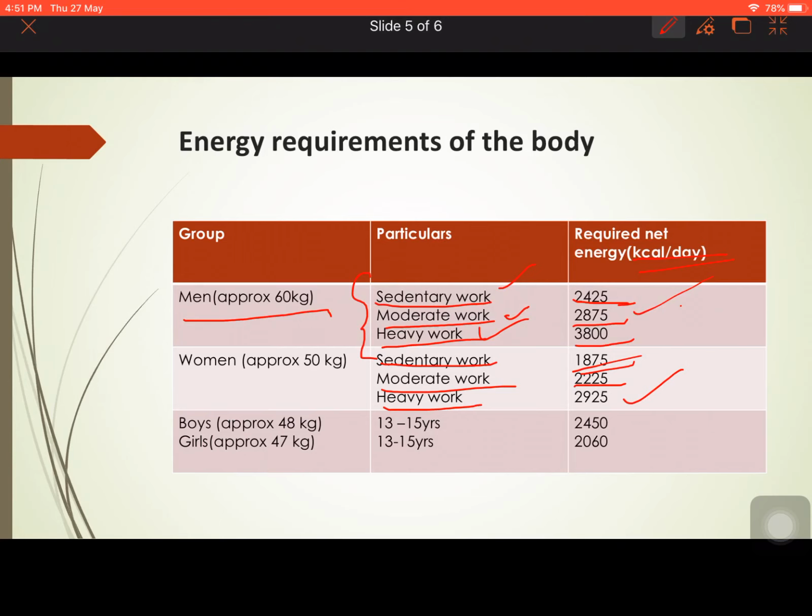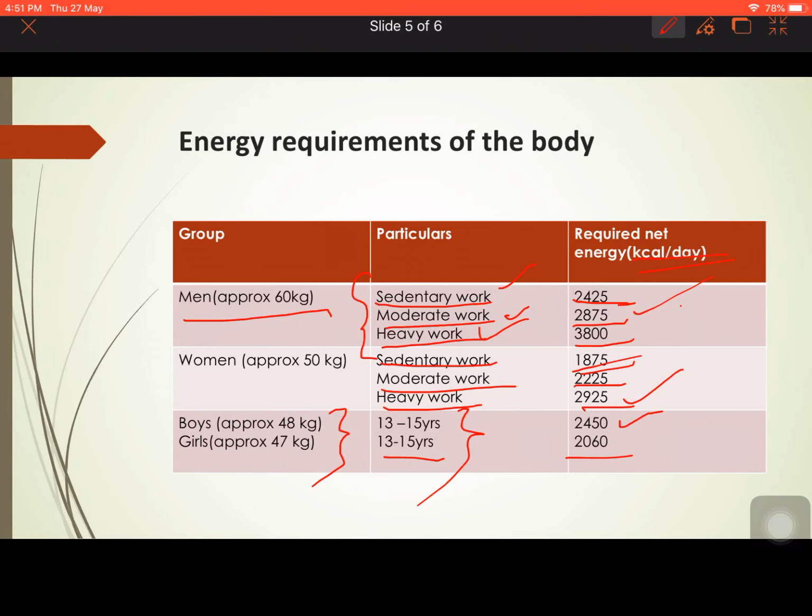Now, for boys and girls, as we can't divide their work on the basis of sedentary, moderate, and heavy work, we have just divided it according to their age. So, for the age group of 13 to 15 years, for boys the energy requirement is more, 2450 kilocalories, and for girls it is 2060 kilocalories. This is the approximate energy requirement for boys and girls of approximately 47 or 48 kg of weight.